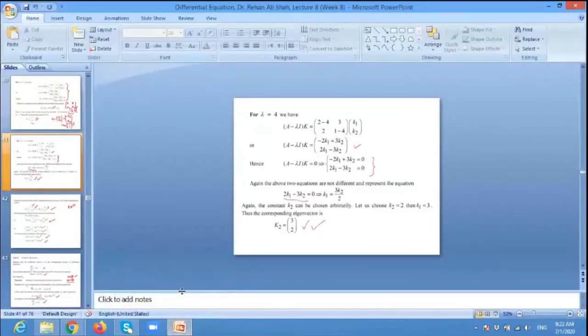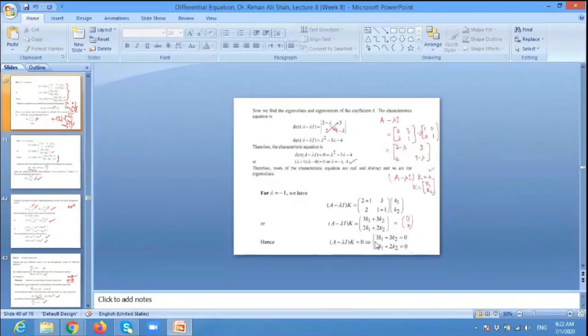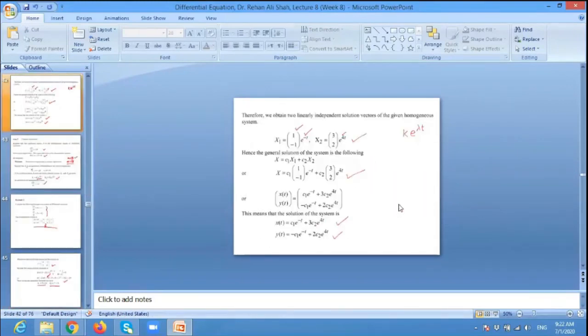So you will get these two solutions, x1 and x2. What is the general solution? X is equal to C1 X1 plus C2 X2, and this is the general solution. Taking x of t as the first component and y of t as the second component, this is the solution of the system dx by dt equals 2x plus 3y, and dy by dt equals 2x plus y. That is, x equals c1 e power minus t plus 3 c2 e power 4t, and y of t is this one.